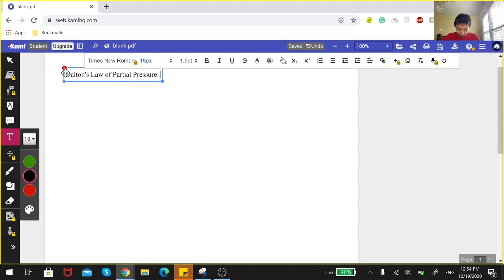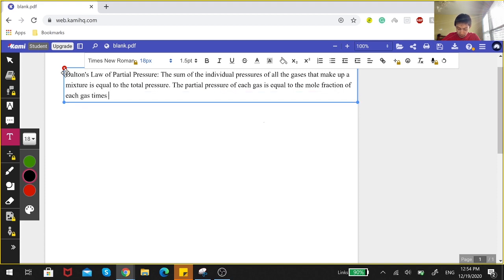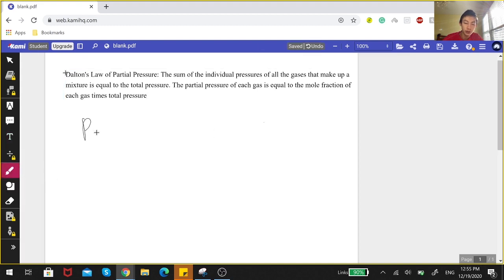This states that the sum of the individual pressures of all the gases that make up a mixture is equal to the total pressure, and that the partial pressure of each gas is equal to the mole fraction of each gas times the total pressure. And now what does that mean? That means that the pressure of the whole mixture is equal to the individual pressure plus the second part plus the third part, etc., depending on how much you have.